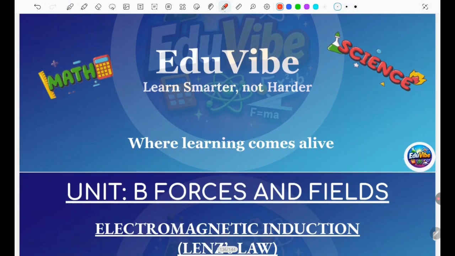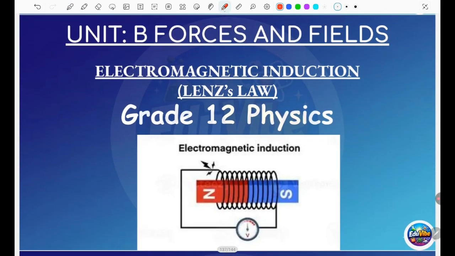Today we will start with the last topic of the magnetic fields unit, and we finally complete the unit today. That topic is electromagnetic induction, and we do one law, which is Lenz's law. This is a small topic, and we probably take questions like the direction ones, which we did with the left hand rule, where we have to find the direction that the current goes.